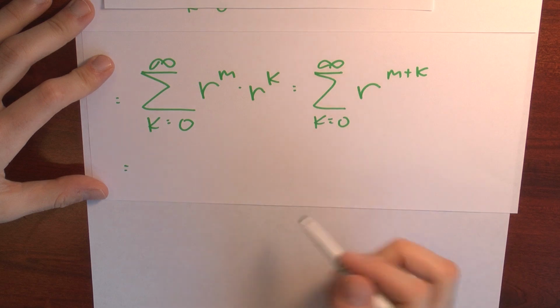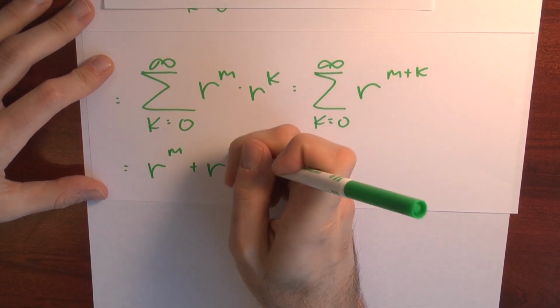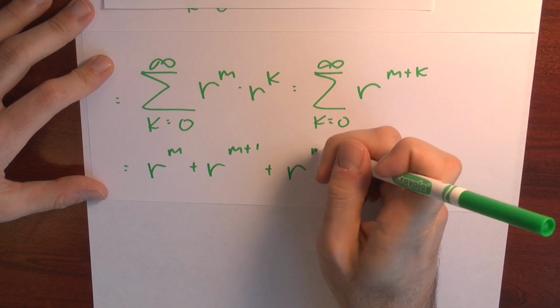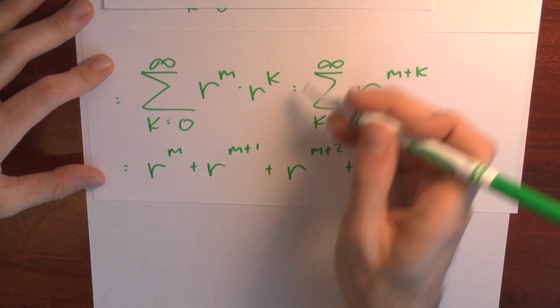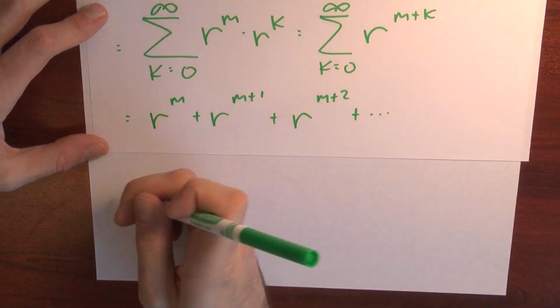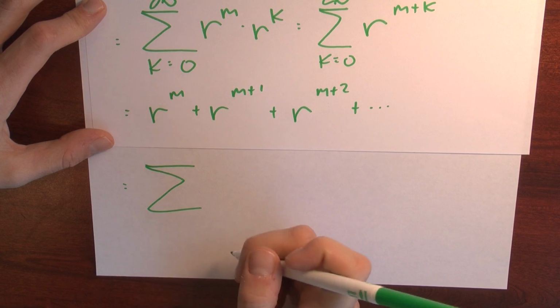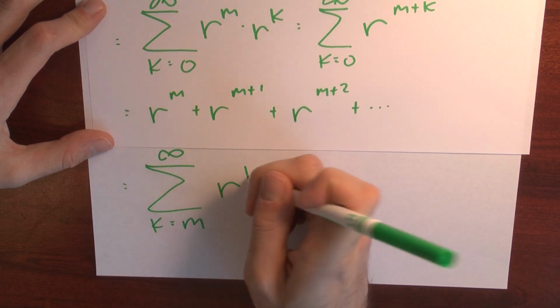The k equals 0 term is r to the m. The k equals 1 term is r to the m plus 1. The k equals 2 term is r to the m plus 2, and so on. So I could rewrite this series as the series that I'm interested in. This series ends up just being the sum k goes from m to infinity of r to the k.